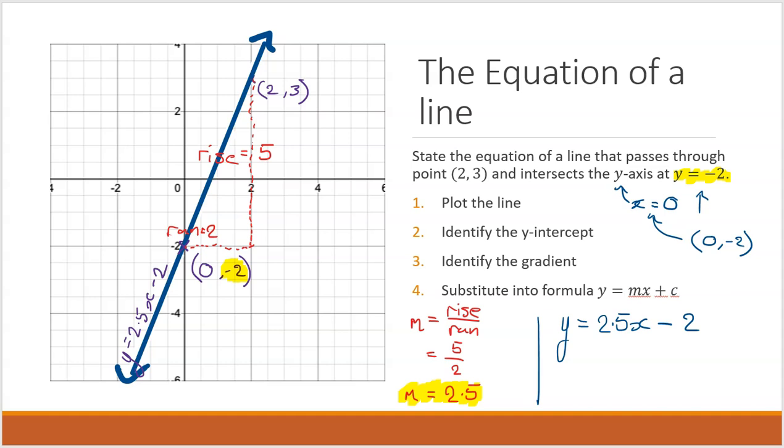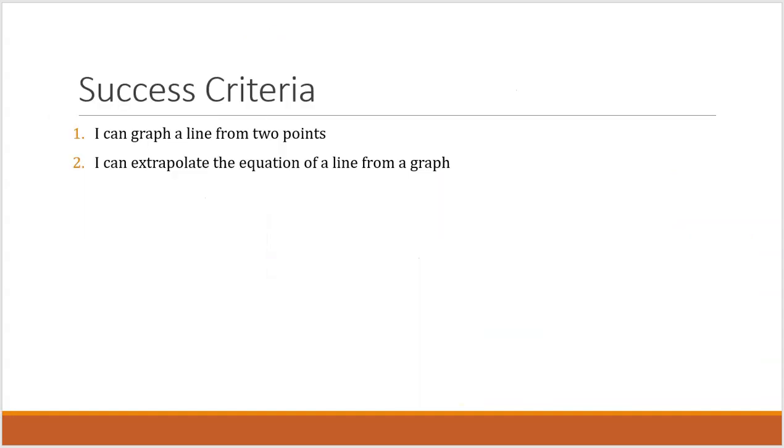So in conclusion, looking at our success criteria, what we learned today was how to graph a line from two points, and then we learned how to extrapolate the equation of a line from a graph.